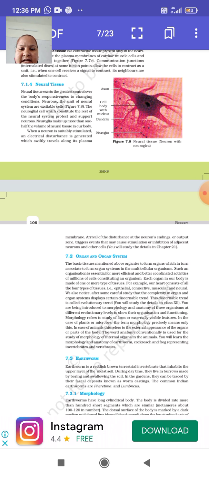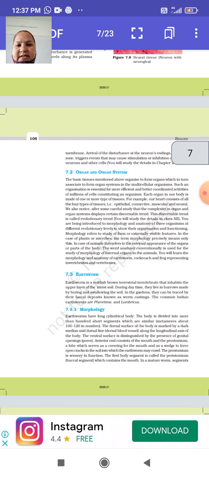Arrival of the disturbance at the neuron's ends or output zone triggers events that may cause stimulation or inhibition of adjacent neurons and other cells. If one cell is excited, it transmits an impulse from one cell to another. In this way, the impulse jumps from one neuron to another and is directly transmitted to the brain. Now, next come organ and organ system.